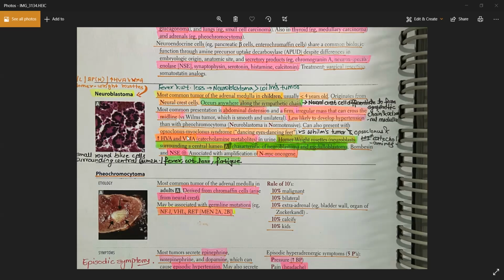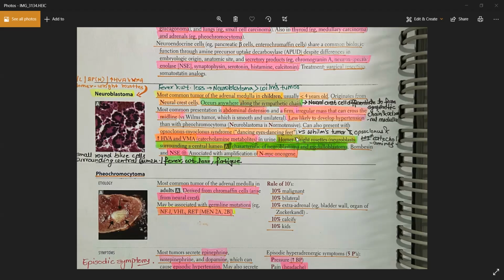Okay. And because these tumors are releasing epinephrine and norepinephrine, you will have a high HVA and VMA, okay, which are the catecholamine metabolites. And very important to note, they have Homer-Wright rosettes. They have the Homer-Wright rosettes.